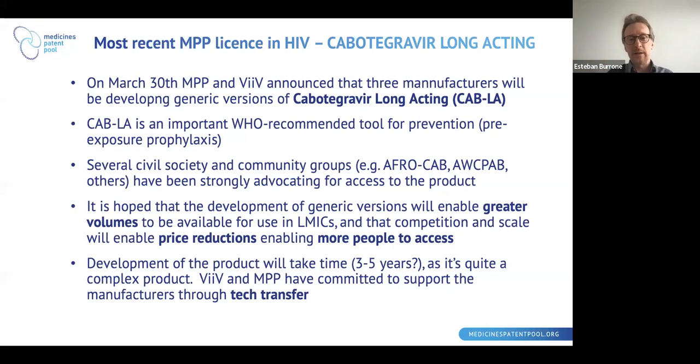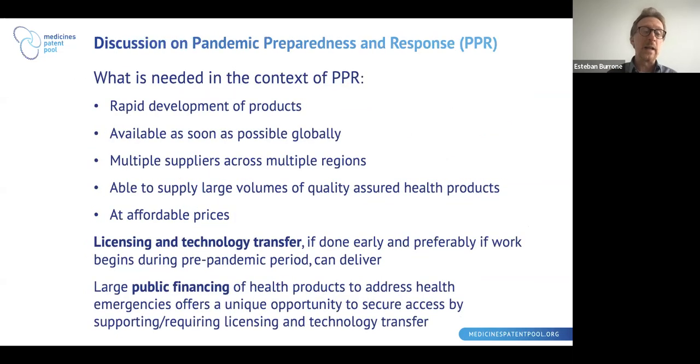So how does that contribute? How does this relate to the points I was making earlier? Well, it will enable greater volumes of the product being made, because right now there are supply constraints. It will hopefully lead to price reductions, and in turn also that hopefully will result in more people able to access. And there will be a technology transfer that will hopefully help to accelerate the development of that product. So really trying to bring together the five points I was making earlier through the example of cabotegravir long-acting.